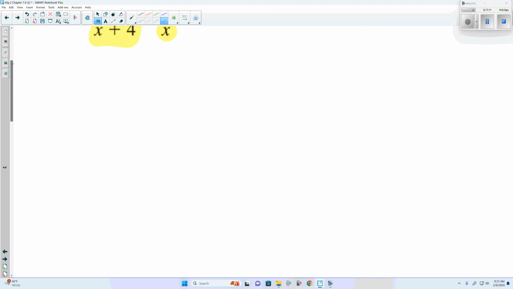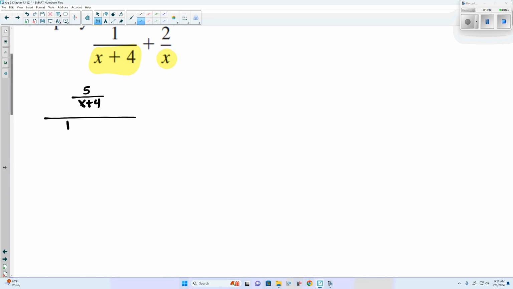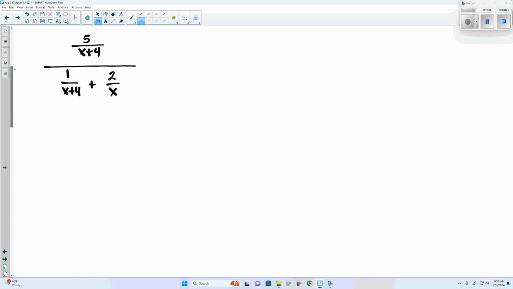Well, I'm going to rewrite this down a little bit lower. Because we have 5 over x plus 4, all over 1 over x plus 4 plus 2 over x. Okay. We have this here. Now we said the least common denominator was x times x plus 4. I'm going to multiply this whole fraction by it. So I'm multiplying the whole fraction by x times x plus 4 over x times x plus 4.